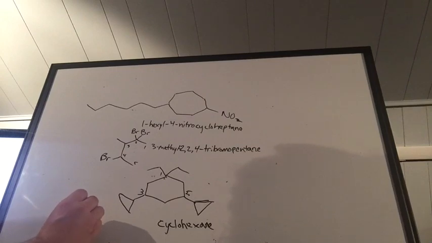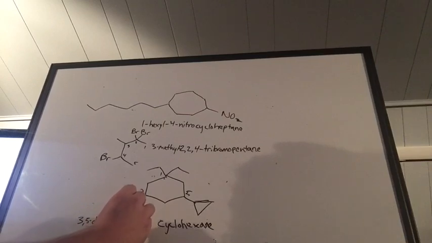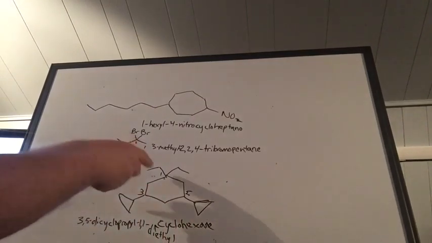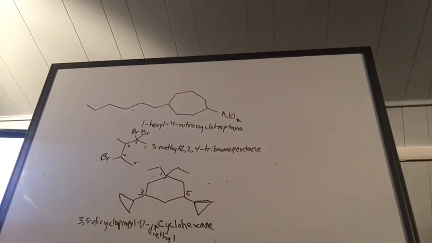Di cyclopropyl, and then 1,1-diethyl. Okay, so remember this 2 carbon count chain is going to be an ethyl group.